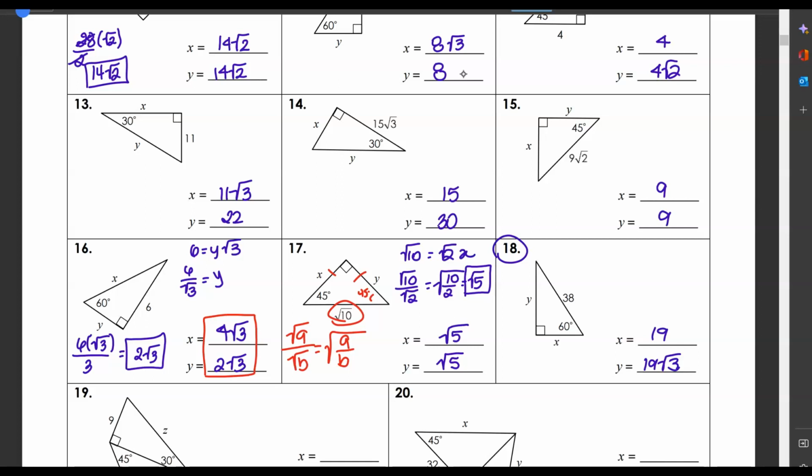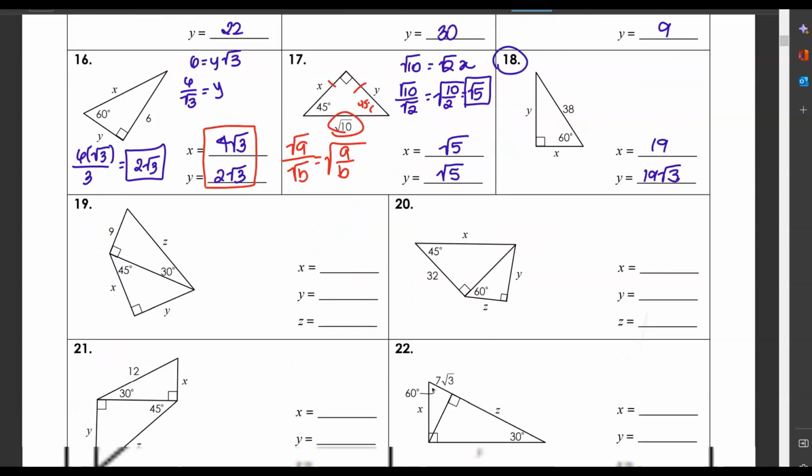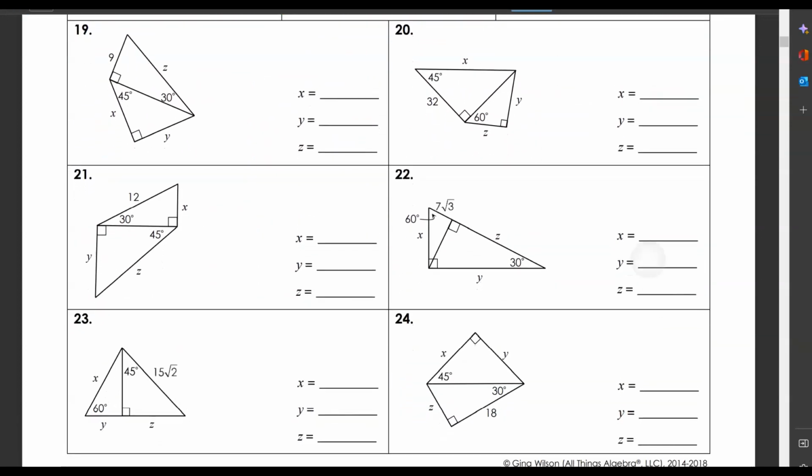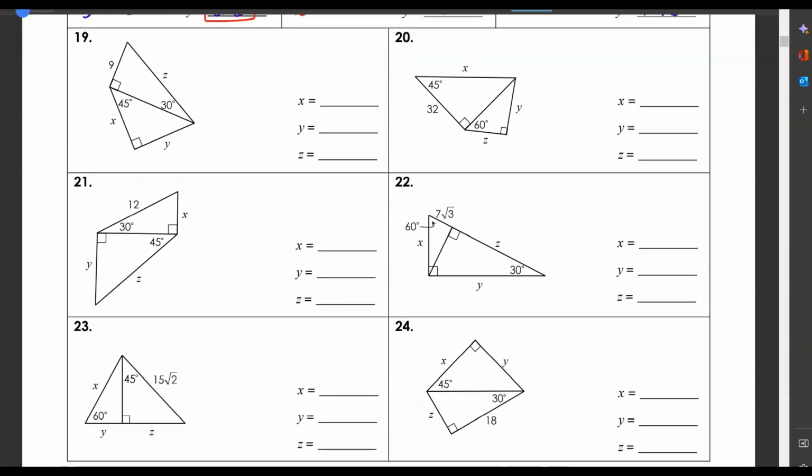All right. So hopefully that was pretty straightforward. Let's look at the last couple ones here. For number 19, let's take a look. We're looking for x, y, and z. So we do realize that this bottom triangle is a 45 degree triangle, but I don't have any of the given sides. So I really need to work with the top triangle first, which is given to me as a 30, 60, 90 triangle.